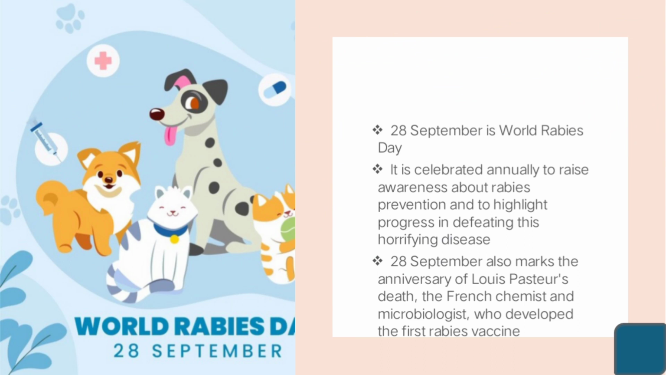Next, worldwide, 28th September is celebrated as World Rabies Day. This is celebrated to mark the anniversary of the death of Louis Pasteur, who discovered the vaccine for rabies. This year it was celebrated as the 17th World Rabies Day, mainly to raise awareness about rabies prevention and to highlight the progress in defeating this horrifying disease. The theme for this year is All for One, One Health for All.